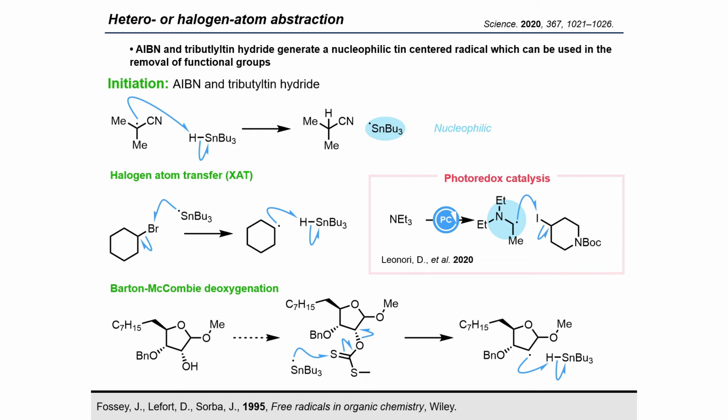In a final example of using tributyl tin radicals for the removal of functional groups, we're going to look at the Barton-McCombie reaction. This process is used to deoxygenate alcohols. The free alcohol is first converted into a thiocarbonyl derivative, which is subsequently attacked by a tin-centered radical, driven by the formation of a stable tin-sulfur bond. Fragmentation generates an alkyl radical, which can then abstract a hydrogen atom from tributyl tin hydride to form the deoxygenated product.